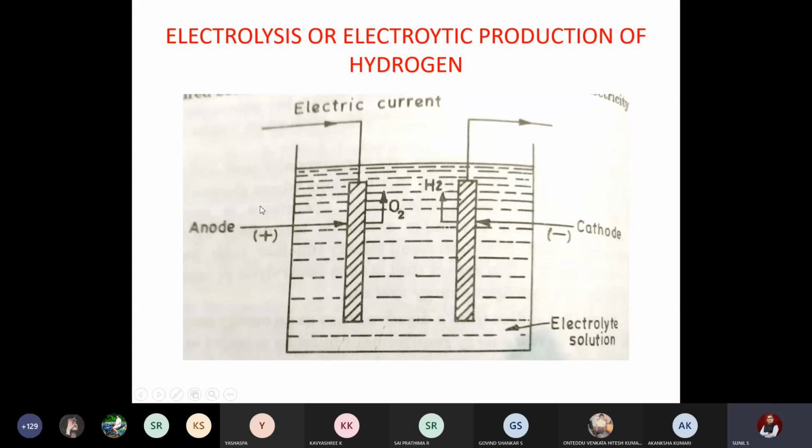Okay, so coming to the construction, it consists of 2 electrodes. One is the anode, called the positive terminal, and the other is the cathode, which is the negative terminal. Electric current is passed to the terminals. The positive end is connected to the positive and negative to the negative. A fluid called the electrolyte is filled here, an electrolytic solution, which consists of water plus a solution, right?